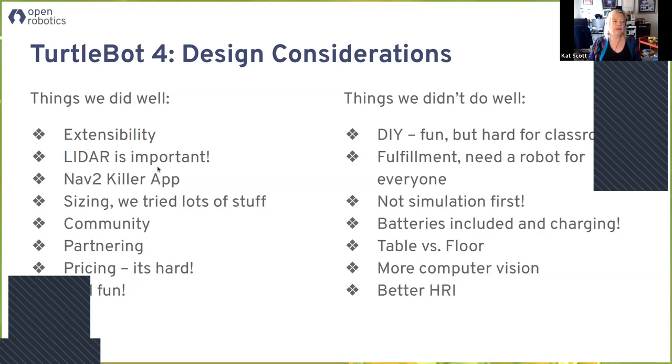So the things that we liked: extensibility. It's good to be able to put new stuff on the robot. It is fundamentally a research and education robot. LiDAR, critically important. Computer vision is good, but LiDAR just makes navigation so much more robust. You really want at least a 2D LiDAR on it, because navigation is sort of the killer app. Being able to map a space, move around it, and then do something in that space. That's generally the killer app.